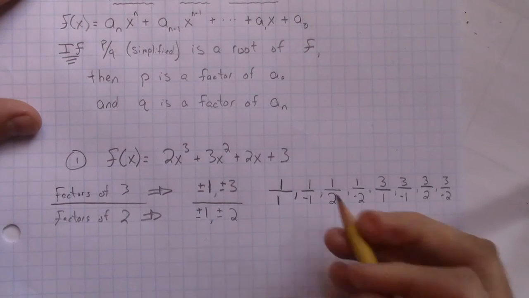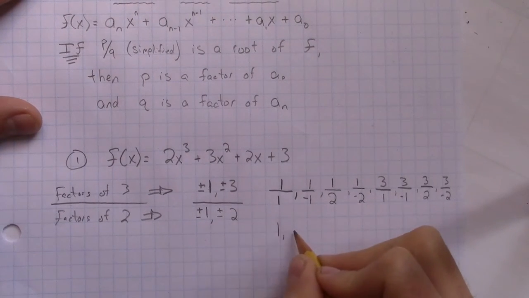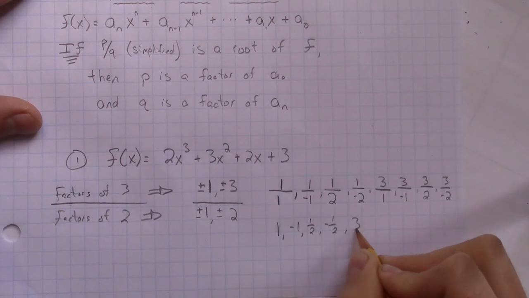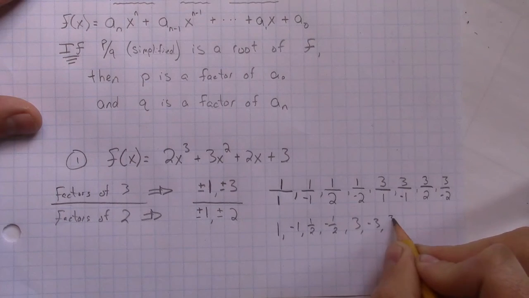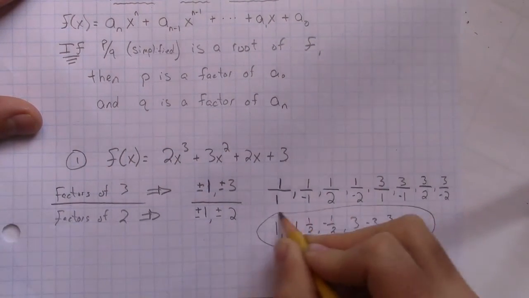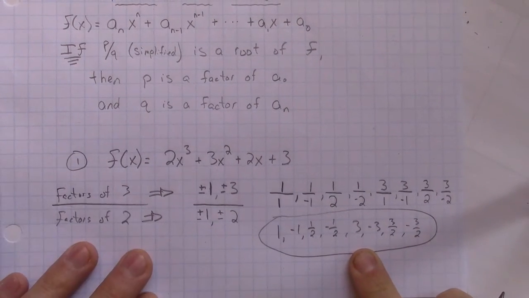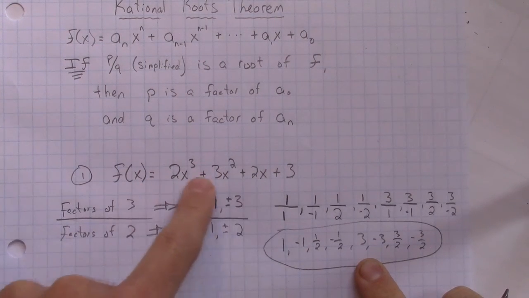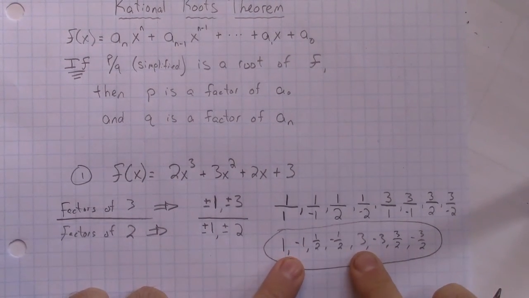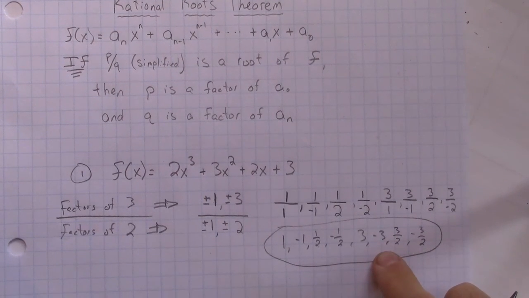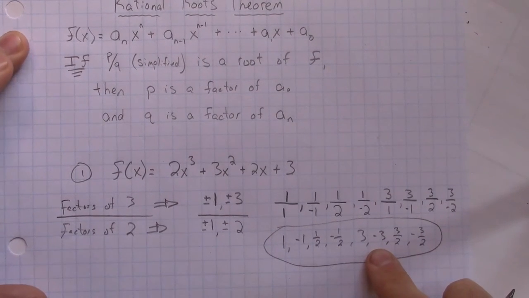I'm going to simplify them to make my list: 1, negative 1, 1/2, negative 1/2, 3, negative 3, 3/2, and negative 3/2. Here is my list. I've generated a list of possible roots. If there is a root of this polynomial, if it is a rational root, it's going to be in this list. But that doesn't mean that these are definitely going to be roots of this. One of them might be a root of this, but it might not be. All right. So this works within the context of a bigger problem.